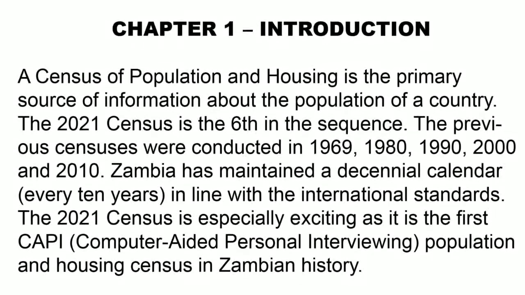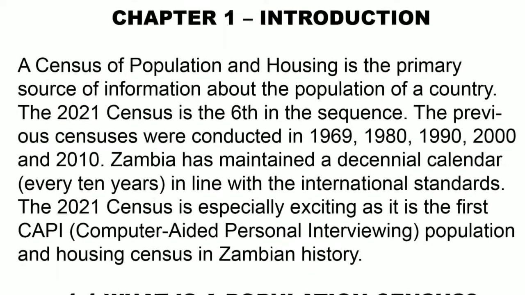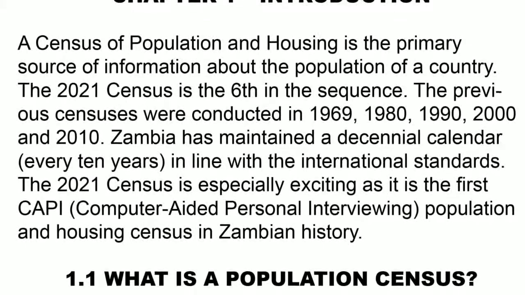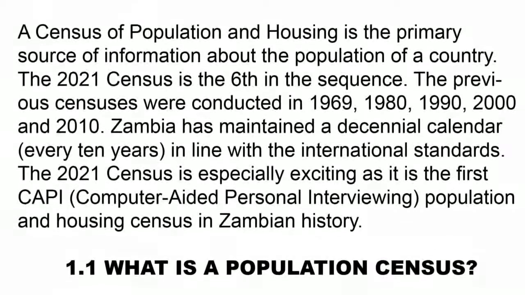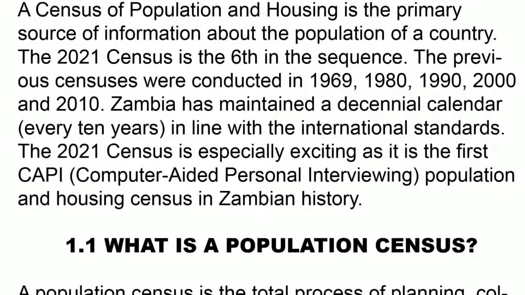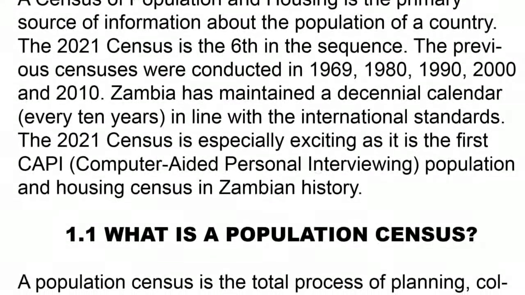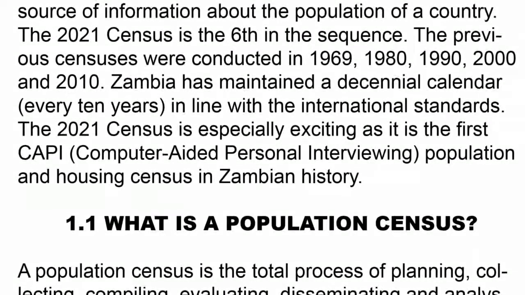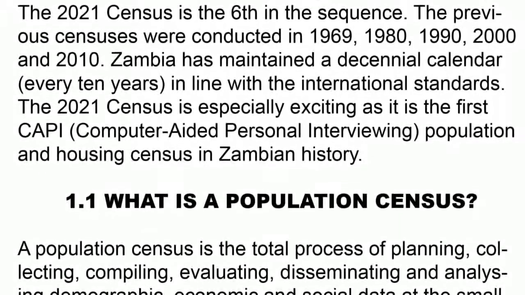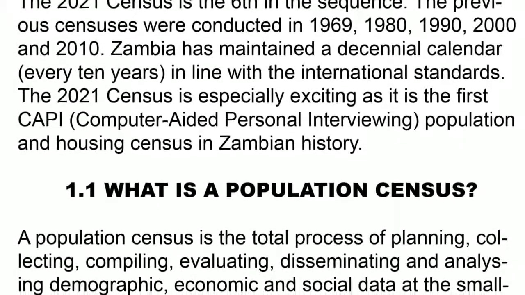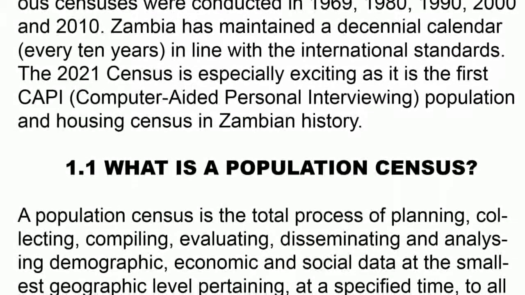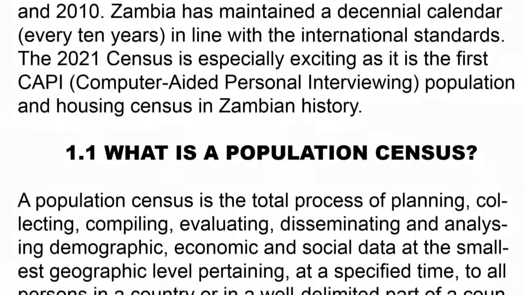The previous censuses were conducted in 1969, 1980, 1990, 2000, and 2010. Zambia has maintained a decennial calendar, which means every 10 years, in line with international standards. The 2021 census is especially exciting as it is the first CAPI, that is, computer-aided personal interviewing, population and housing census in Zambian history.